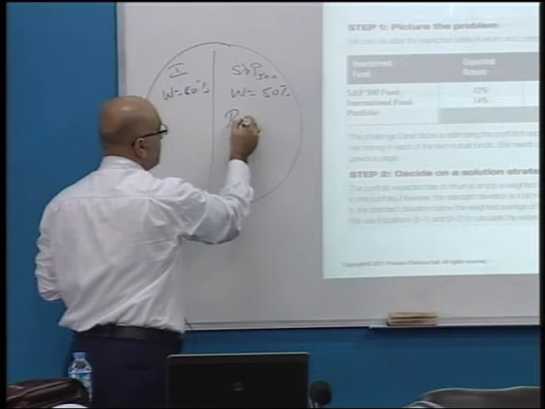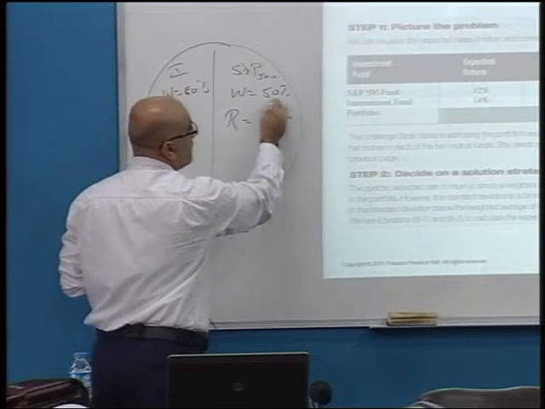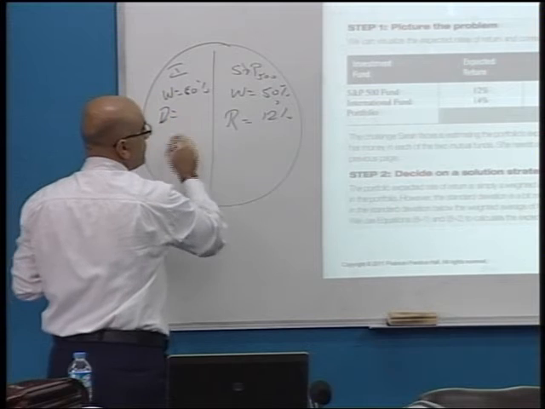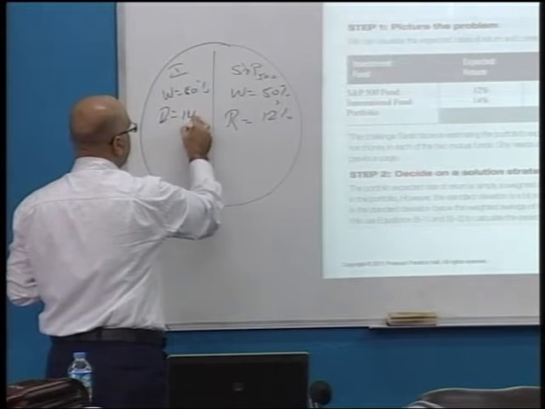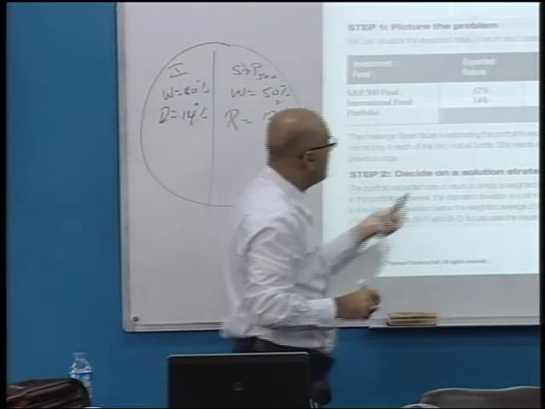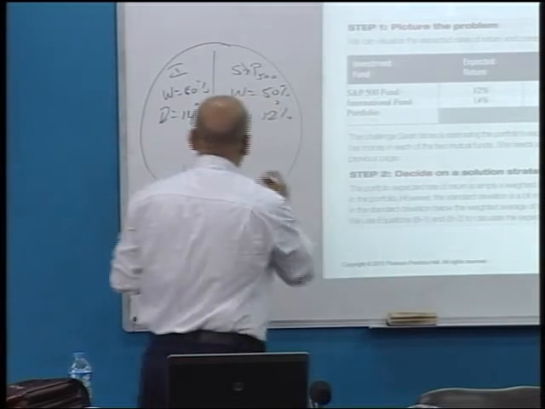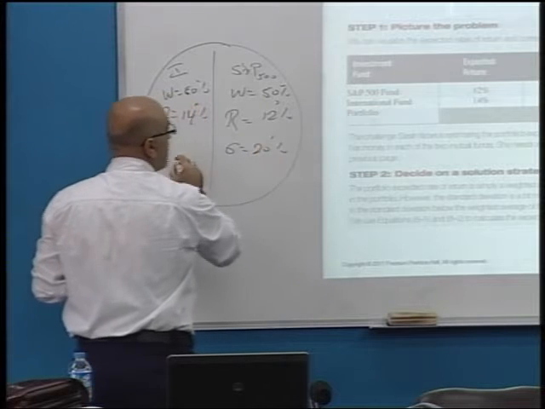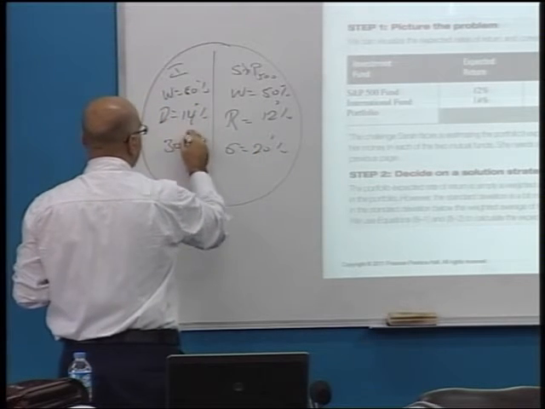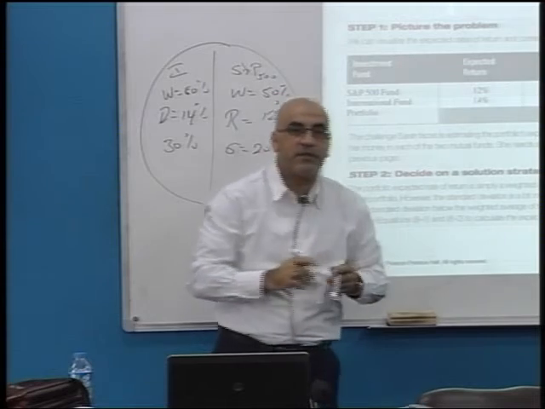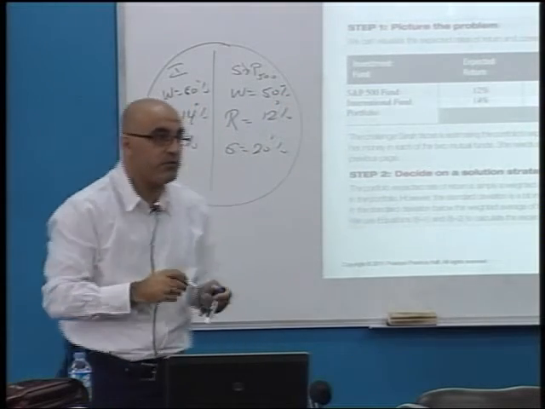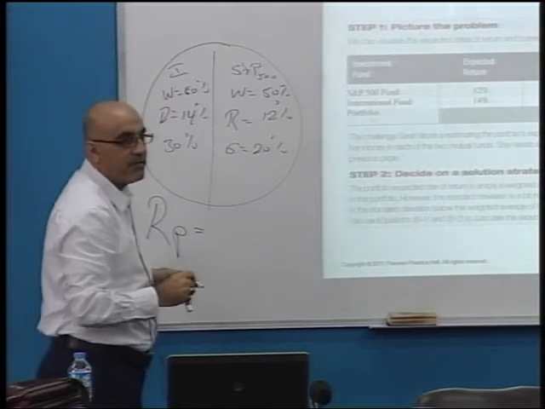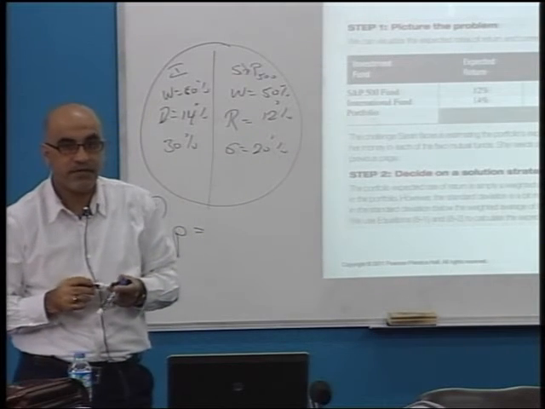R is 12% for this, and R here is 14%. The standard deviation sigma is 20%, and sigma here is 30%. Now we want to calculate the return of this portfolio, R of portfolio, and the sigma of the portfolio, the risk of the portfolio.